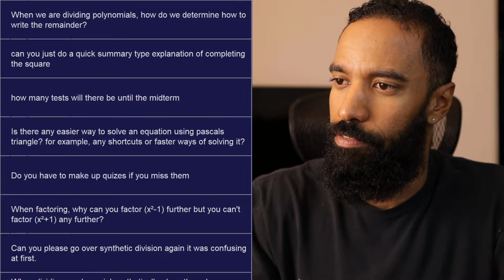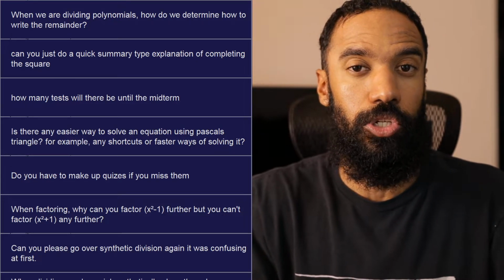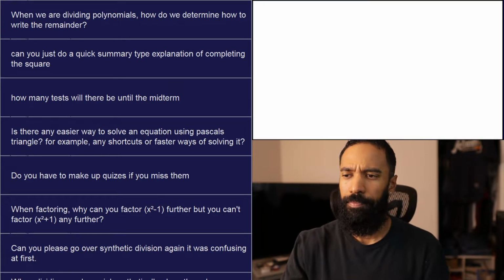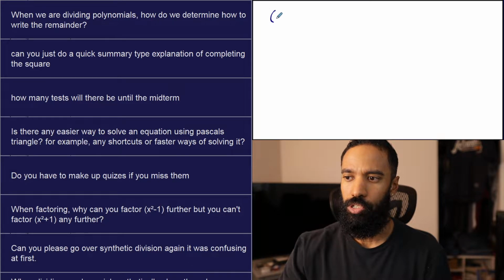Is there an easier way to solve an equation using Pascal's triangle? For example, any shortcuts or faster ways of solving it? Pascal's triangle is the shortcut. If I asked, and I don't know if I want to do the whole thing here, I'll keep the number small, let's just do x plus 2.